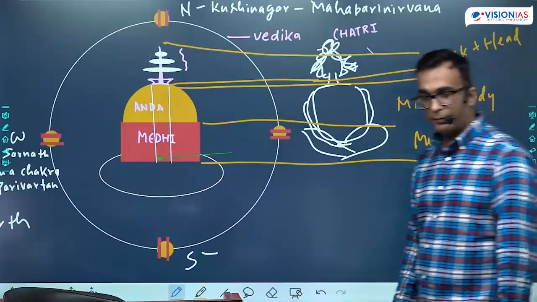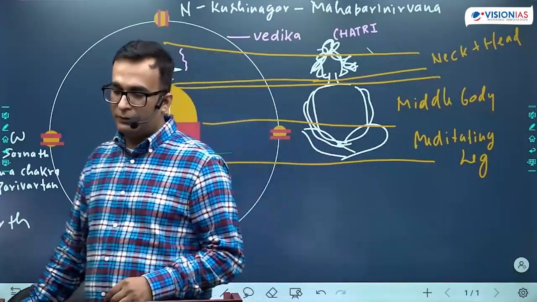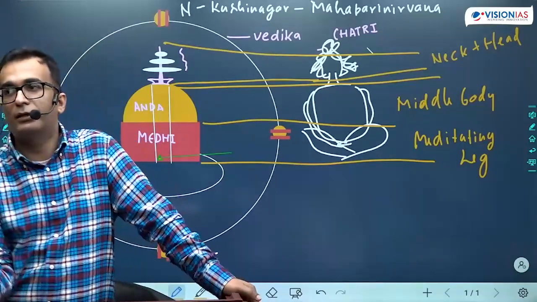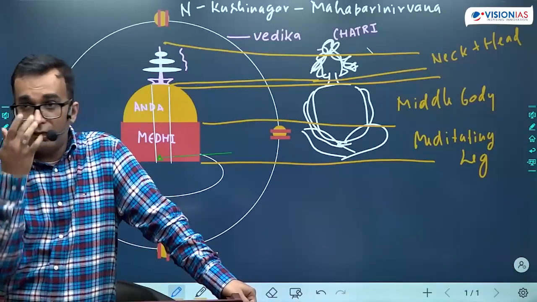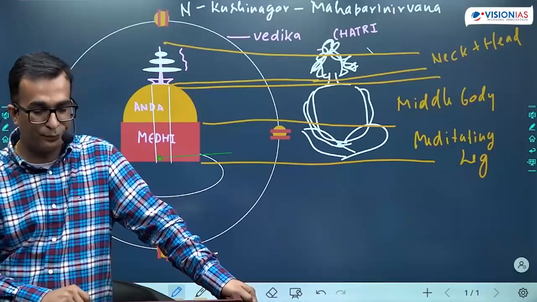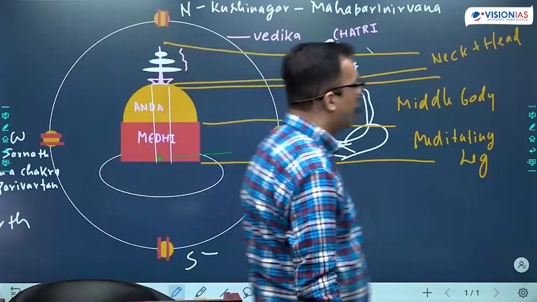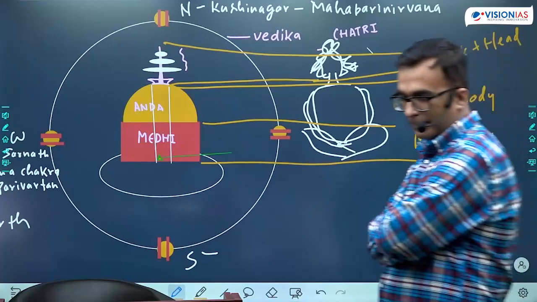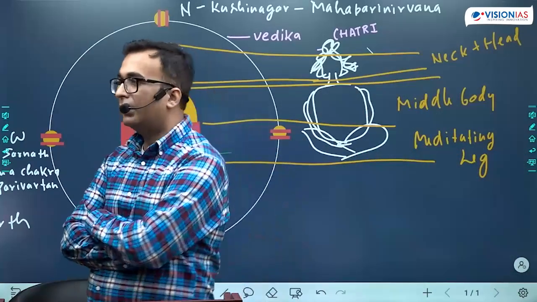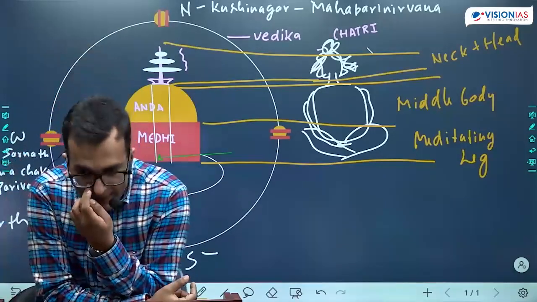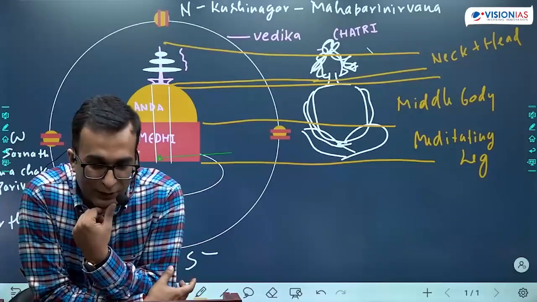So write, once, mention that overall, the stupa is regarded as a representation of Buddha's body. Medhi represents the meditating leg of Buddha.